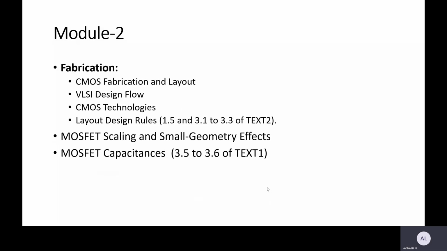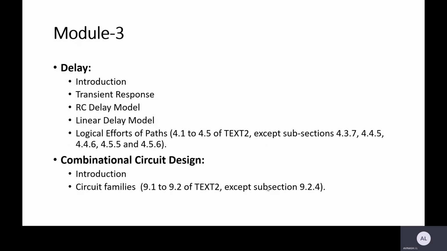So in module number 3, we are going to understand the concepts of delay. In that introduction of delay concepts: transient response, DC model, linear delay model, logical effort of path. All those things we are going to discuss, and then we are going to discuss combinational circuit design. In that, combinational circuits like your adders, multiplexers, all those things we are going to discuss here.